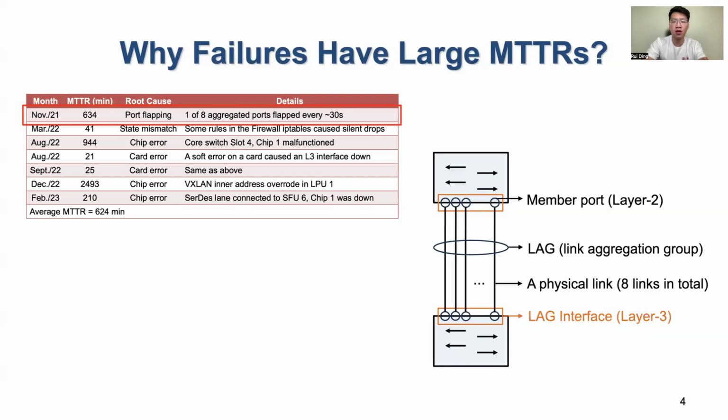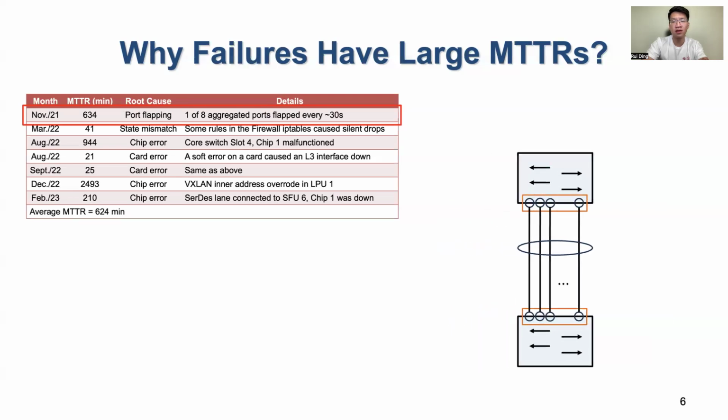In this scenario, we had 8 member ports on each of the 2 peer switches. They were connected by 8 physical links. We configured both switches to bundle these links into a link aggregation group, or LAG in short, so that they collectively function as a layer 3 interface.